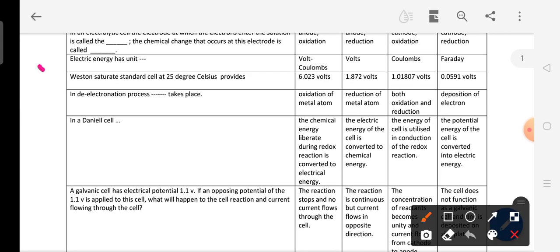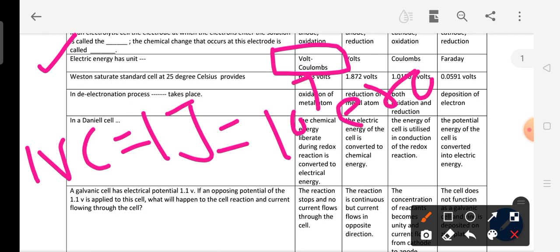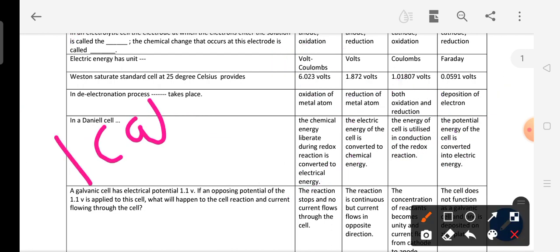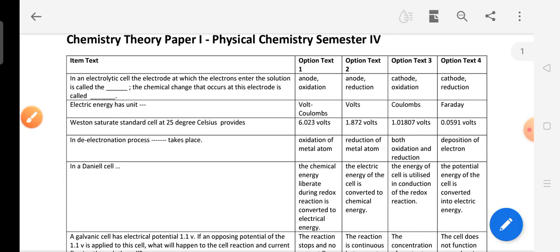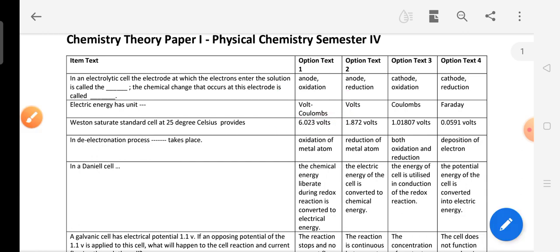Then the next MCQ: the electric energy has a unit. We know that the unit of electric energy is volt coulomb. 1 volt coulomb is equal to 1 joule, and 1 joule is equal to 10 raised to 7 erg, which is equal to 0.2390 calories. And 1 calorie is equal to 4.184 volt coulomb, so the unit of electrical energy is volt coulomb. So the answer of that question is option number 1.